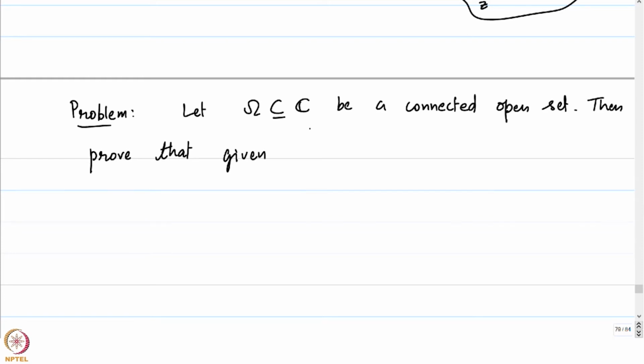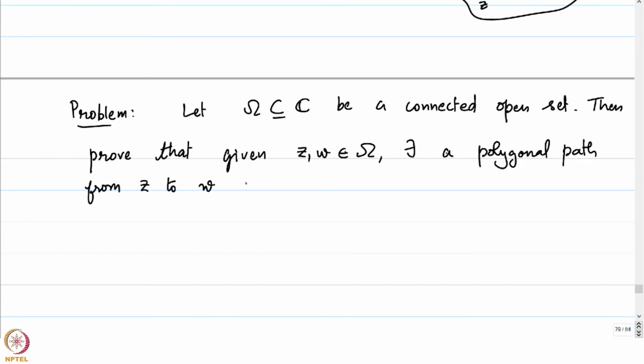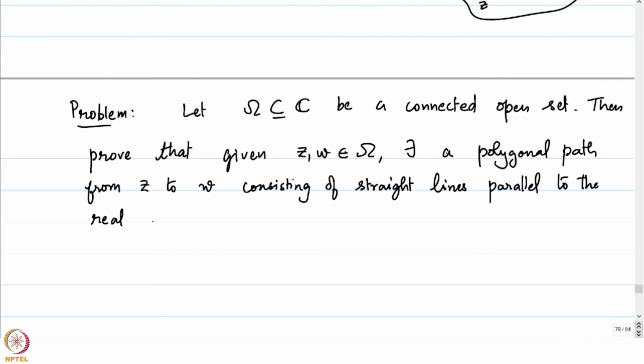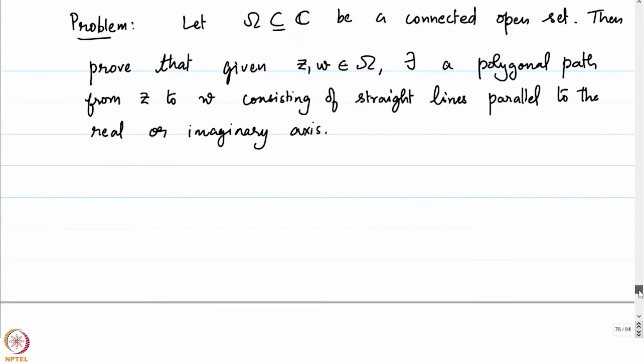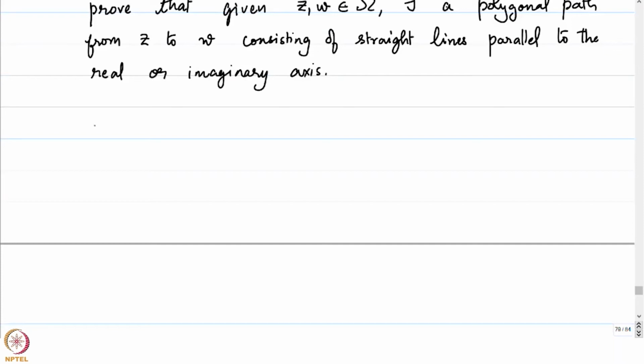So let's prove that given z comma w in omega, there exists a polygonal path from z to w consisting of straight lines parallel to the axis, to the real or imaginary axis. Let's give a proof of this.